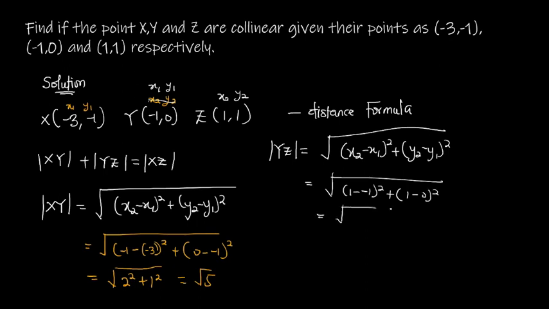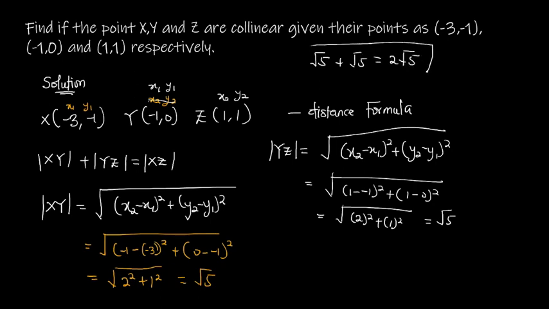So 1 minus -1 will give me 2, because this becomes plus, so it becomes 2 squared plus 1 squared, which is 4 plus 1. This gives me √5 as my answer. Now xy is √5 and yz is √5. So just before we calculate the distance xz, √5 for xy plus yz, which is also √5, will give me 2√5. So I'm expecting that my distance xz will be equal to 2√5, and if that is the case, then I know that my 3 points x, y, and z are collinear.